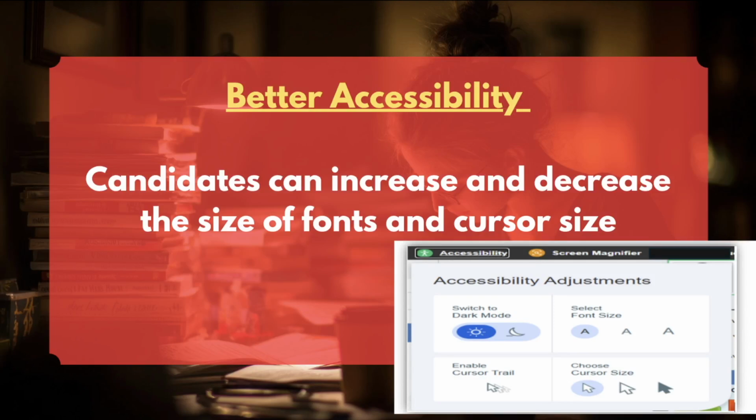The next change introduced by NTA is the increase and decrease in the size of fonts, which means candidates can now easily increase or decrease the size of the fonts based on their comfort during the exam, along with the size of the cursor.